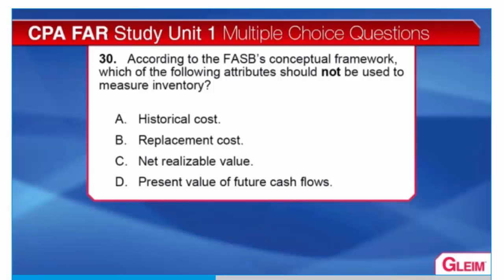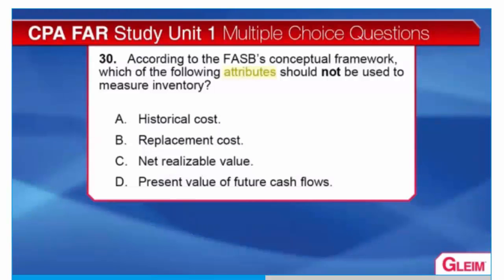According to the FASB's conceptual framework, man, we're doing a lot of FASB stuff, right? According to the FASB's conceptual framework, which of the following attributes should not be used to measure inventory? Is that one difficult for you too? I have to pause on that one. Historical cost, replacement cost, net realizable value, present value of future cash flows.